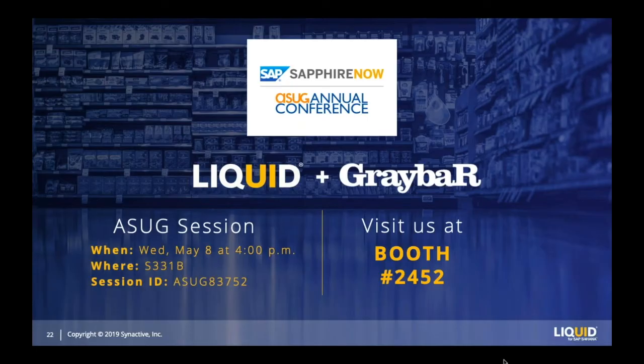If you are not going to be attending Sapphire, I would need to double check this, but I believe they make these sessions available to the broader public after the conference has completed. So I would encourage you to watch their presentation for yourself, maybe after the fact. But anyways, this is the ASUG session details. It's on Wednesday at 4 o'clock. This is the session ID number right there. And if you are at the conference, please stop by the Liquid UI booth. We're at booth number 2452. We're pretty close to the dining hall, so hit us up on the way to or after lunch. We would love to chat with you and learn a little bit more about your interest in Liquid UI.